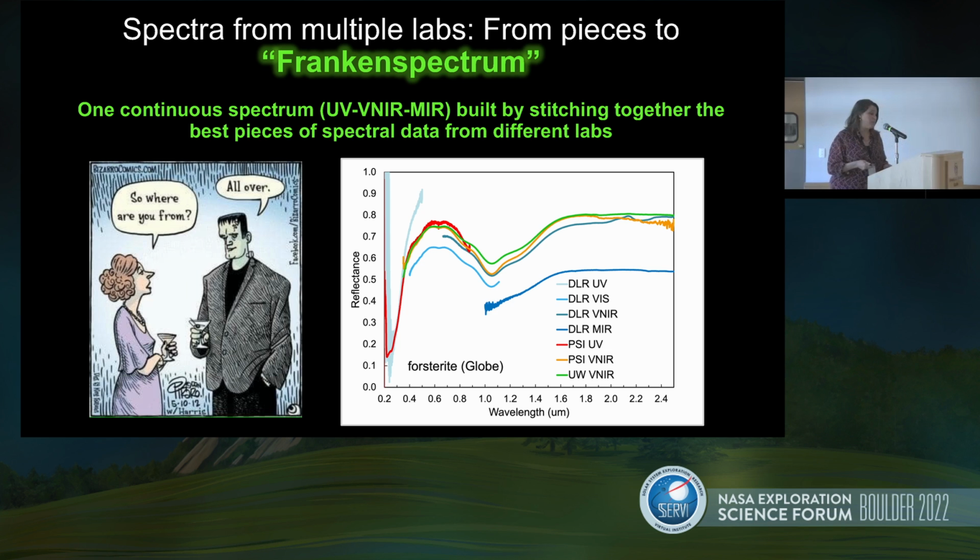So the way we did that is initially we looked at the 0.3 to 0.7 micron region in the visible wavelengths and averaged the data that we got to a baseline reflectivity. And then to that, we took the best pieces from all of the lab spectra and scaled and spliced the data to make what we're calling a Frankenspectrum. So this is a forsterite olivine, and this is what our initial group of data looked like.